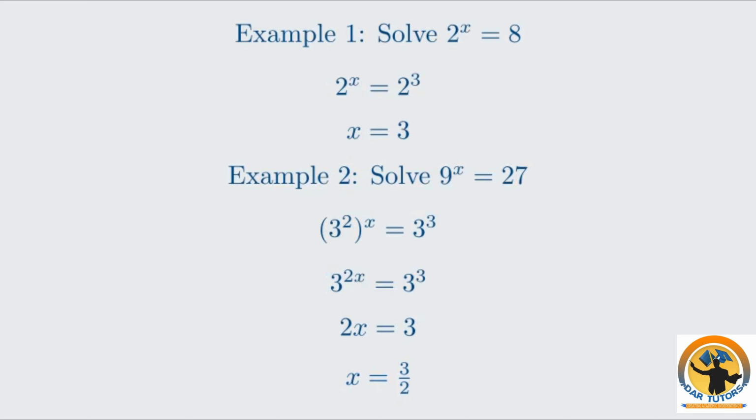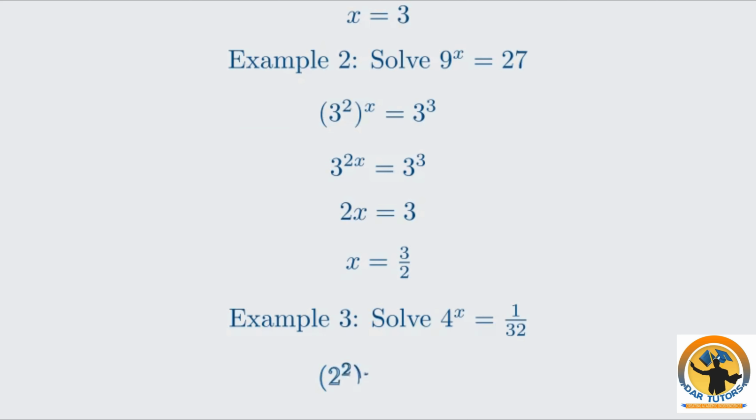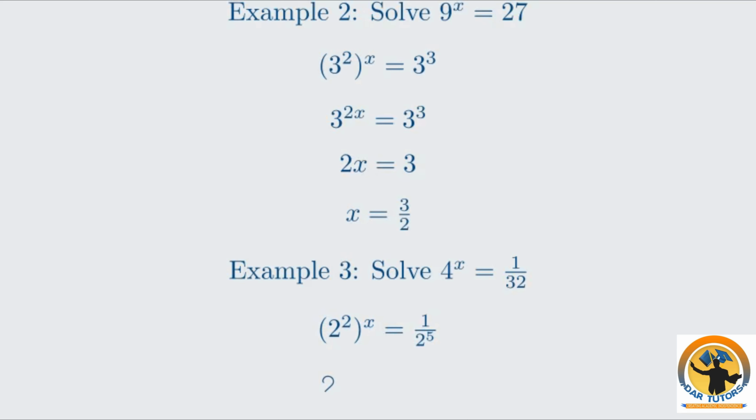Let's do one more example that involves fractions and negative exponents. Solve 4 to the power of x equals 1 over 32. Again, we need a common base. Both 4 and 32 can be expressed as powers of 2. 4 is 2 squared, and 32 is 2 to the power of 5. So the equation becomes 2 squared, all to the power of x, equals 1 over 2 to the power of 5. The left side is 2 to the power of 2x.